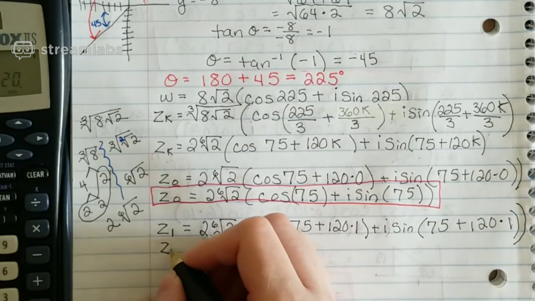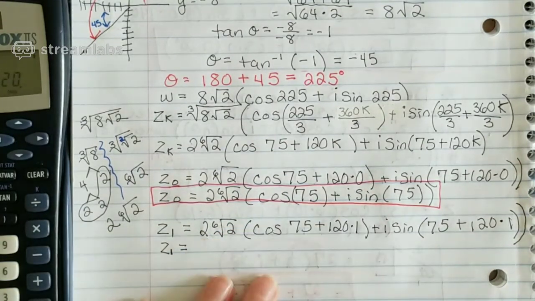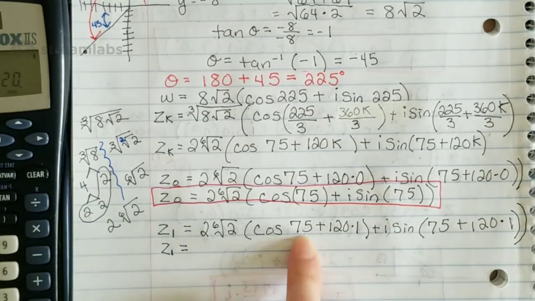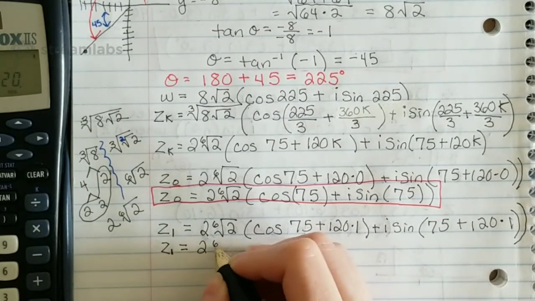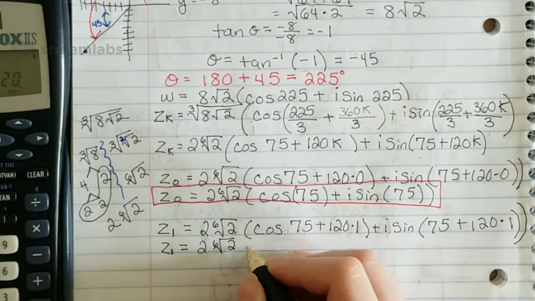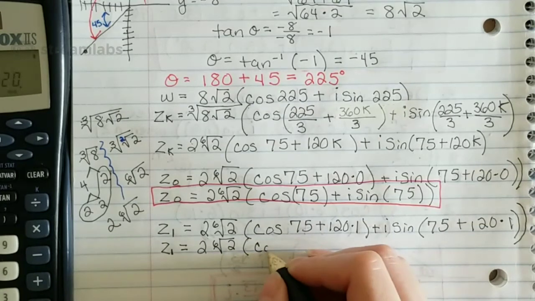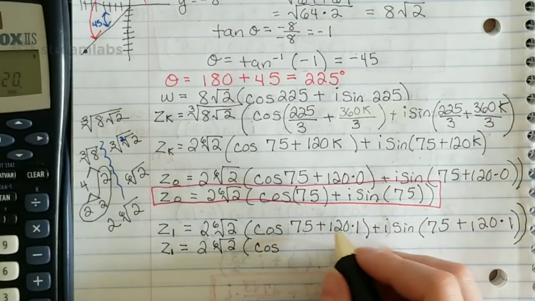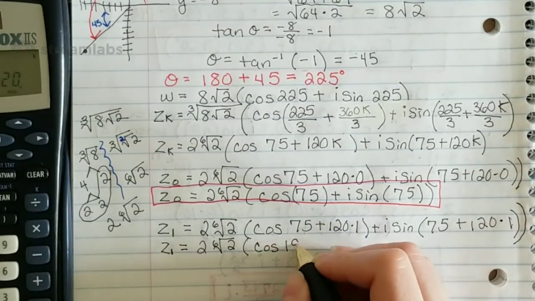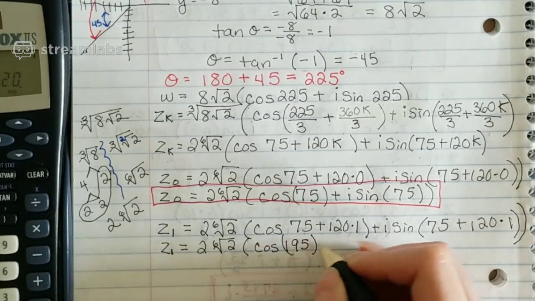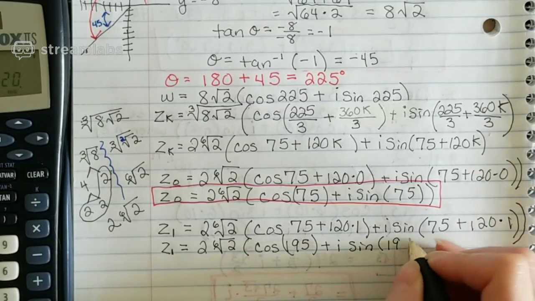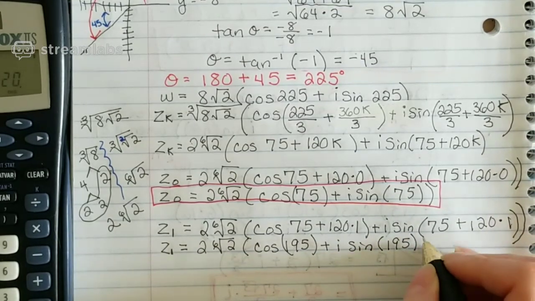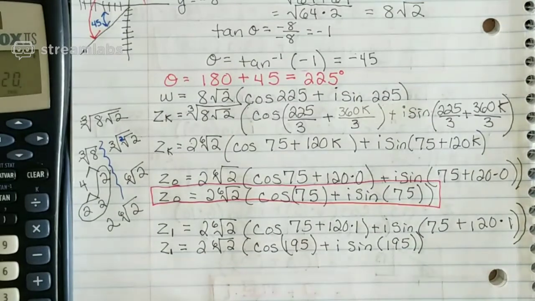Okay, so here's your second answer. So z sub 1, and all you got to figure out is what's 75 plus 120. So this is 2 6th root of 2 cos, and 75 plus 120 would be 195, plus i sine 195. Okay, there's your second answer.